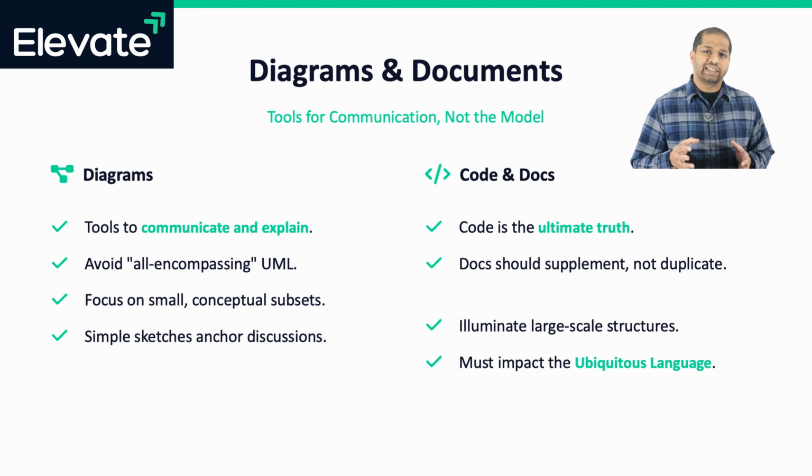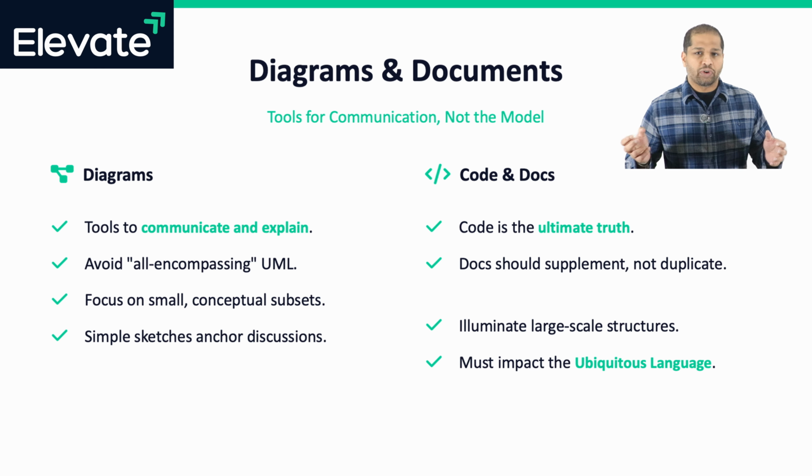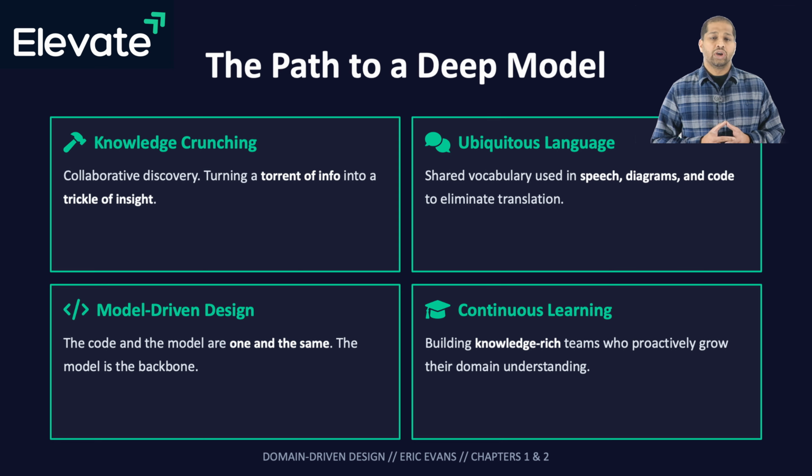Let's now summarize the key takeaways from our discussion. To recap, our journey to a deep model starts with knowledge crunching. This is that collaborative discovery process, turning a flood of information into precise insights. Then we establish a ubiquitous language, a shared vocabulary that eliminates translation barriers across the team.